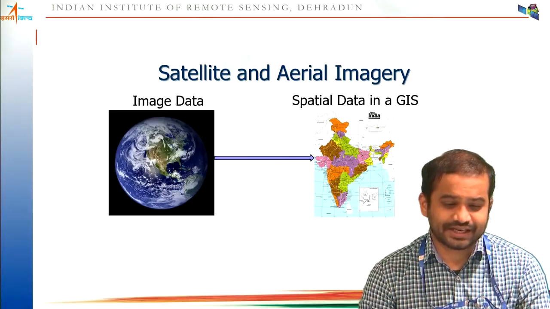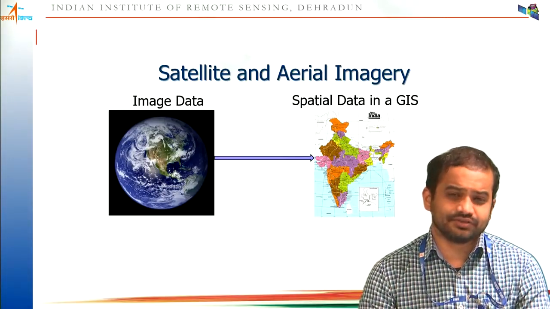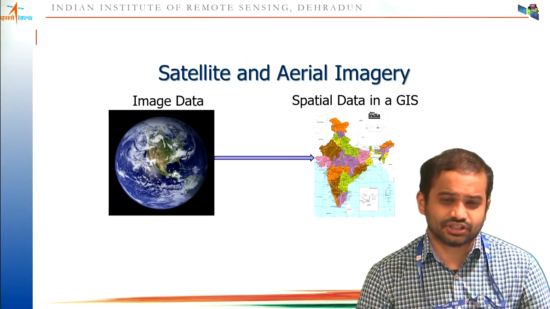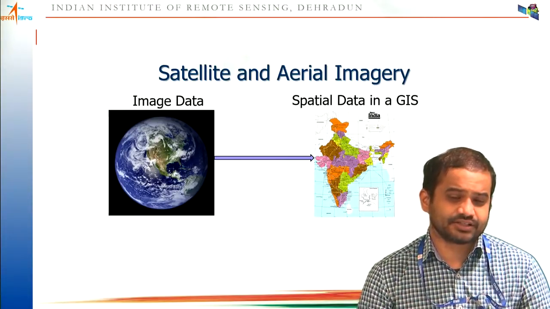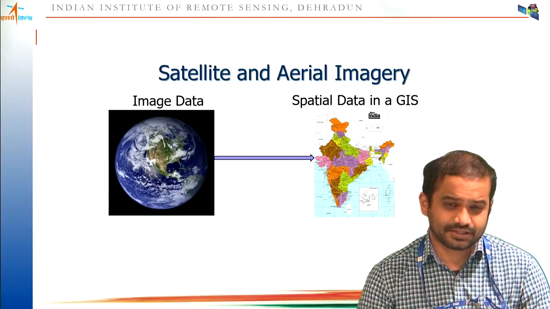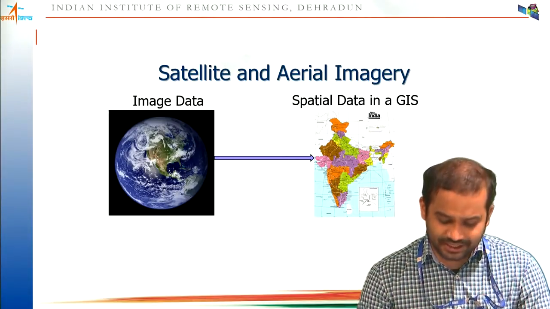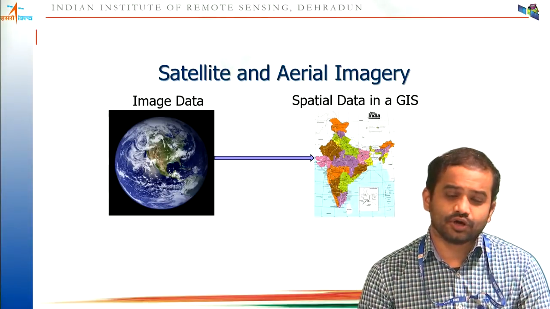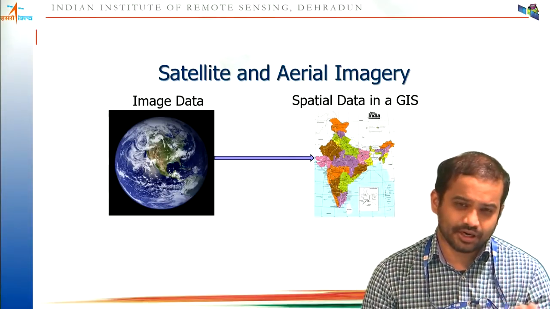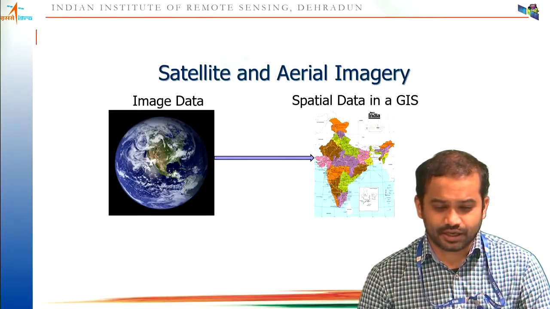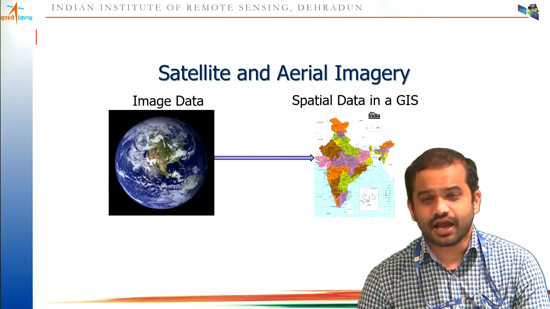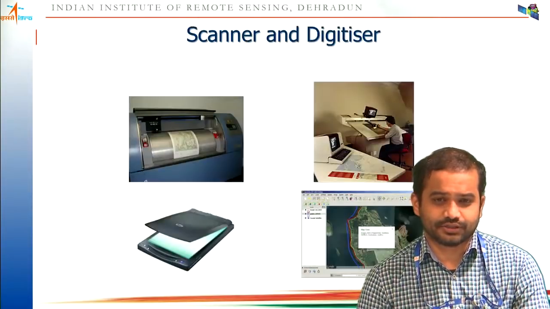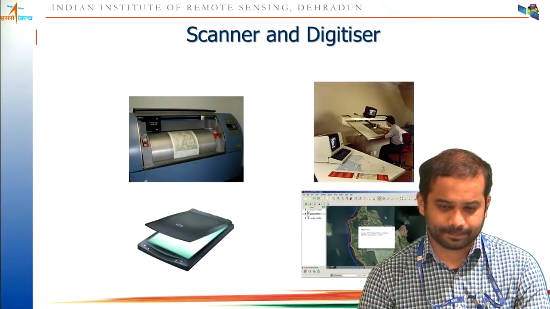So for satellite and aerial imagery, image data as we discussed comes as digital values, and these digital numbers generally reflect the reflectance in different bands, different frequencies. That can further be used, and after processing, after classification or after manual processing, you can convert them into vector data, and that vector data can be input into GIS. It can be point, line, or polygon, right?